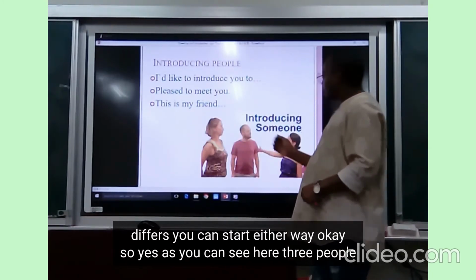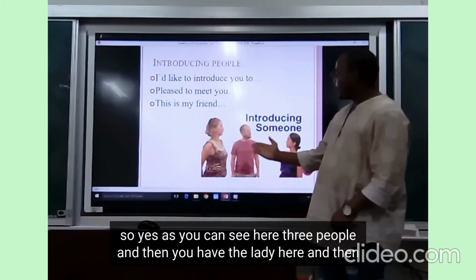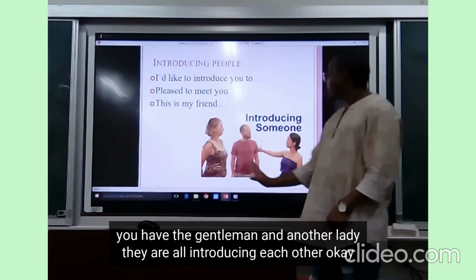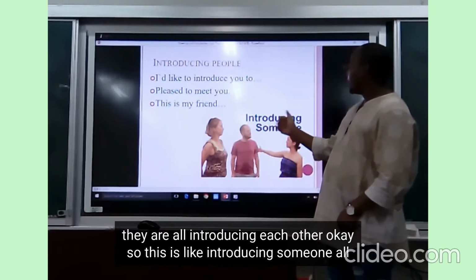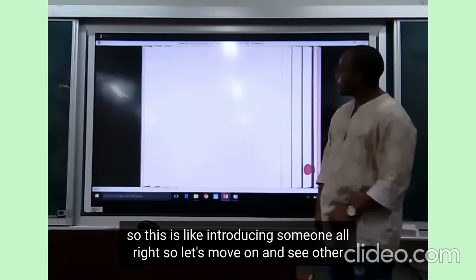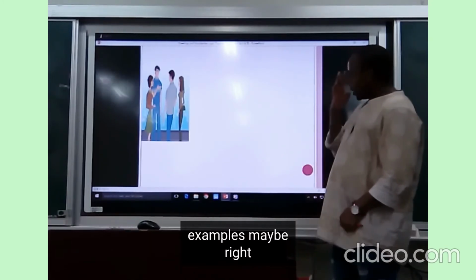So yes, as you can see here, 3 people, and then you have the lady here, and then you have the gentleman and another lady. They are all introducing each other, okay? So this is like introducing someone, all right? So let's move on and see other examples maybe, right?